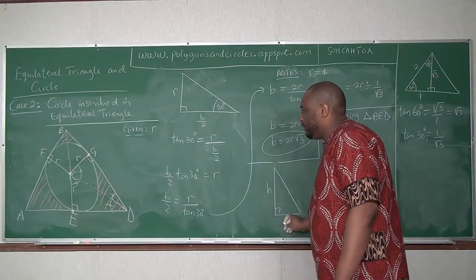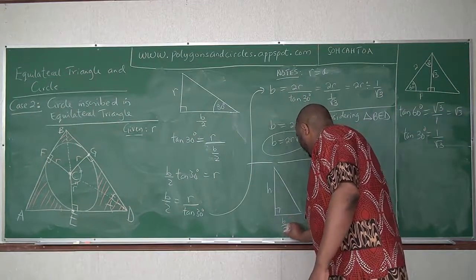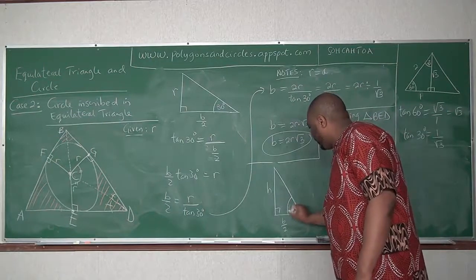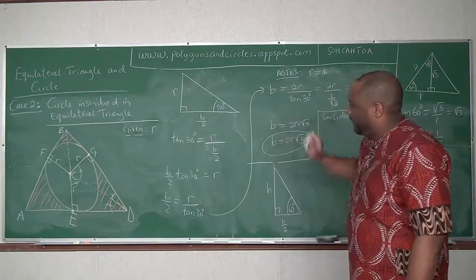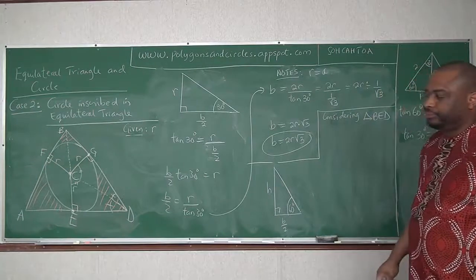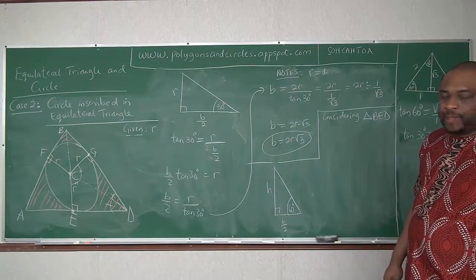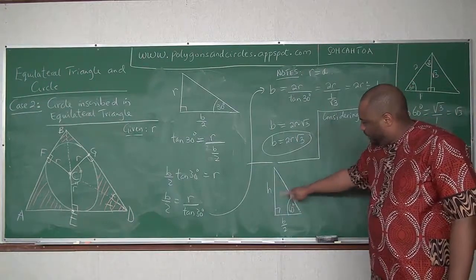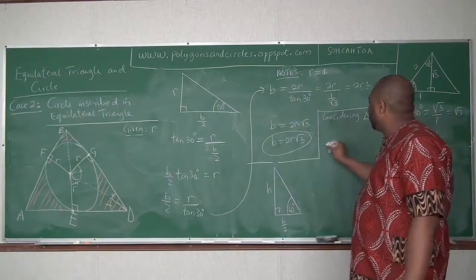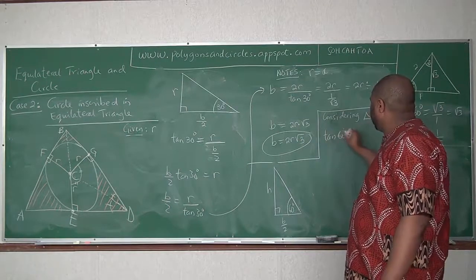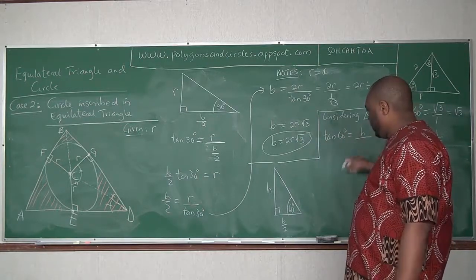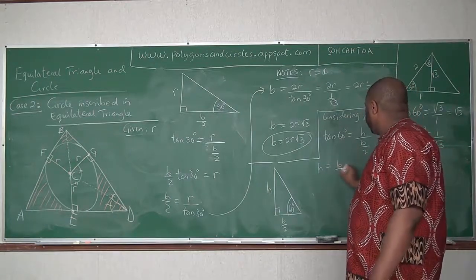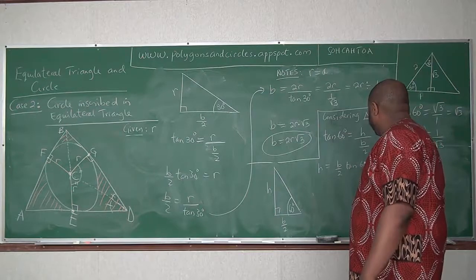Perpendicular height, and this is our B over 2. And this is 60 degrees, no longer 30 degrees, but 60 degrees. This is opposite over adjacent. So tan 60 degrees is opposite height over adjacent, B over 2. So the height is B over 2 tan 60 degrees.